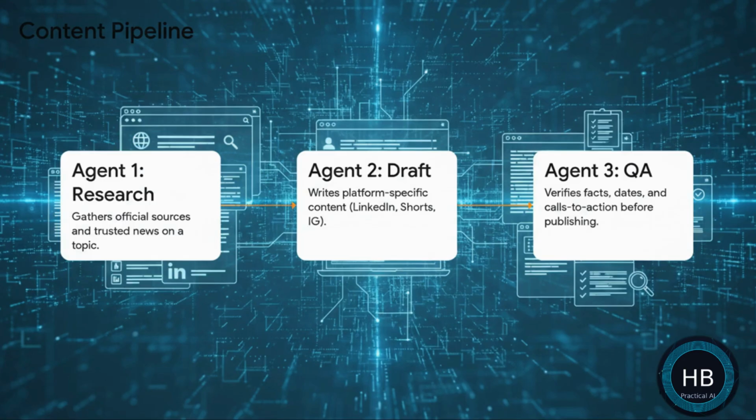Agent 1 is just the researcher. Agent 2 is the creative writer who takes that research and adapts it for LinkedIn or Shorts or Instagram. And Agent 3 is your quality control. It fact-checks everything. So one idea becomes a whole suite of verified, ready-to-publish content in just minutes.